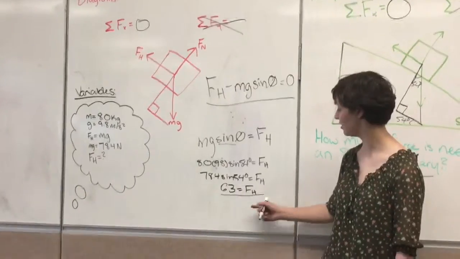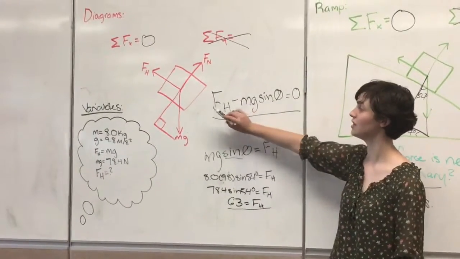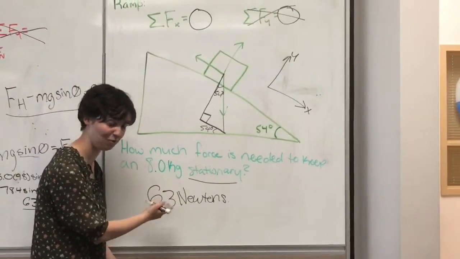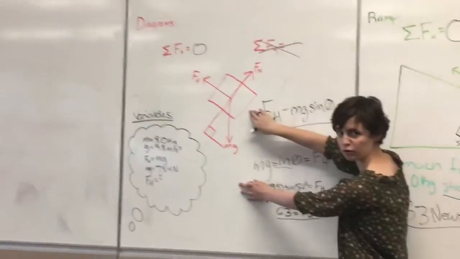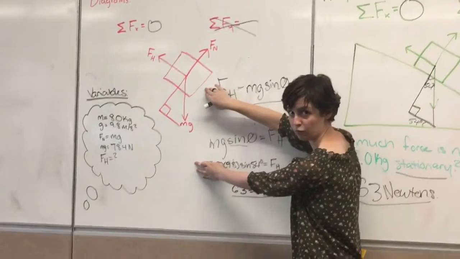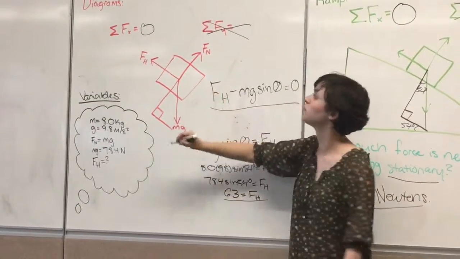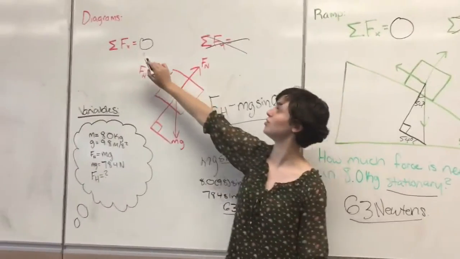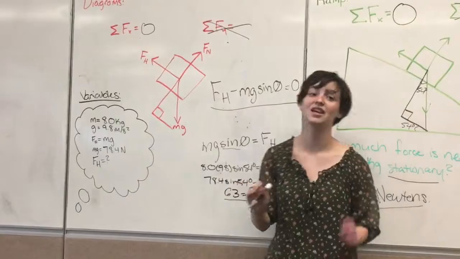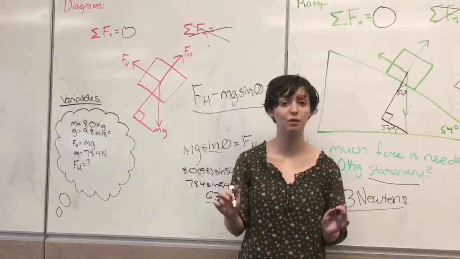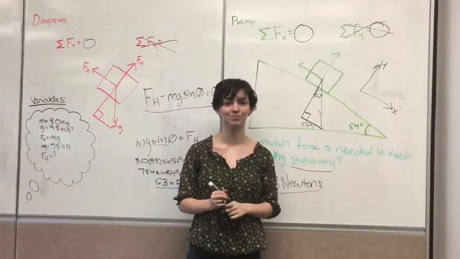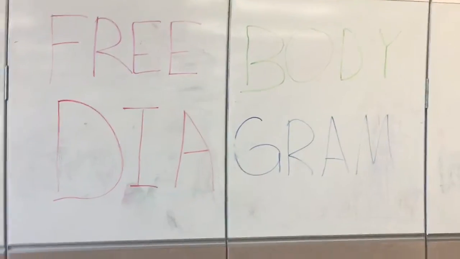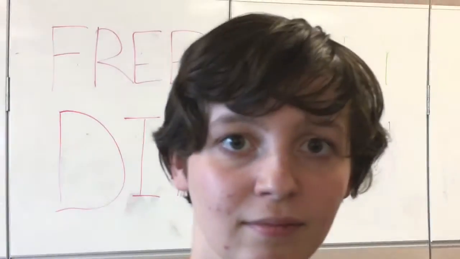63 newtons is equal to the horizontal force that we would need to keep this block stationary. And as you can see, I wrote it here where the problem originally was, with its units. Do not forget the units, or your free body diagrams. And remember, if you don't know whether or not to use the x-axis or the y-axis, it is perfectly fine to use both. Just remember that you can change your x and y axis to fit the needs of the diagram. Free body diagrams.